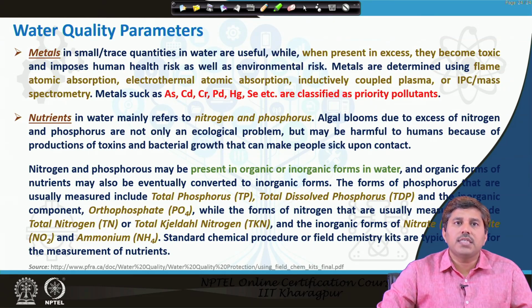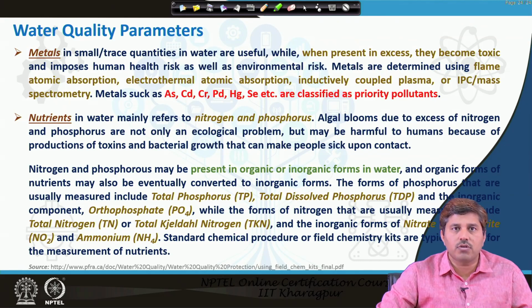The metals are typically detected using atomic absorption spectrophotometer, electrochemical atomic absorption, or inductively coupled plasma equipment. ICP mass spectroscopy is also used, and certain metals like arsenic, cadmium, chromium, lead, mercury, selenium, etc., are classified as priority pollutants as well.